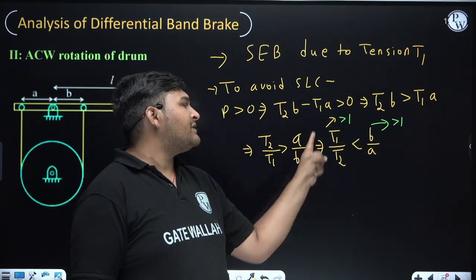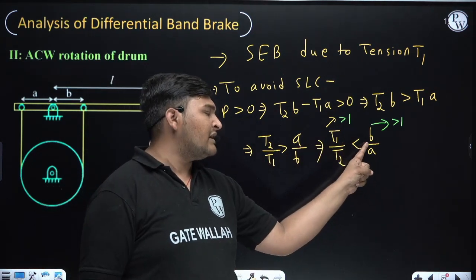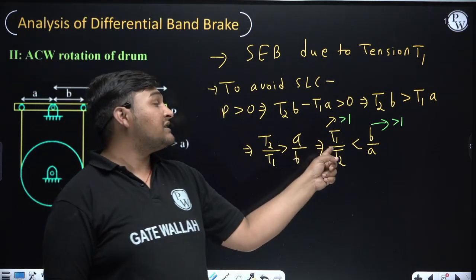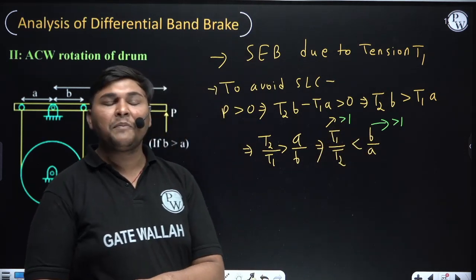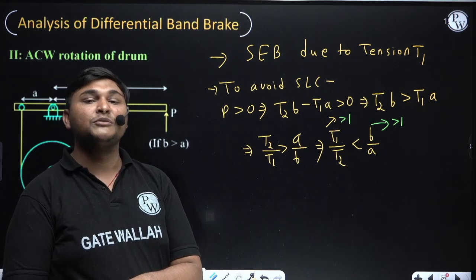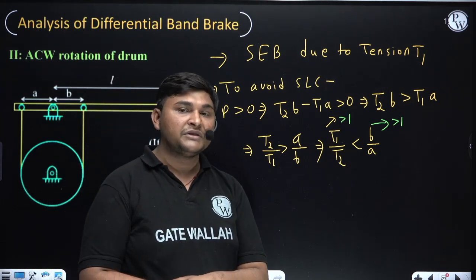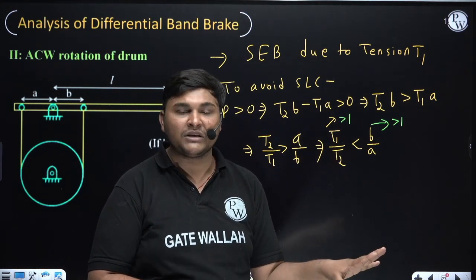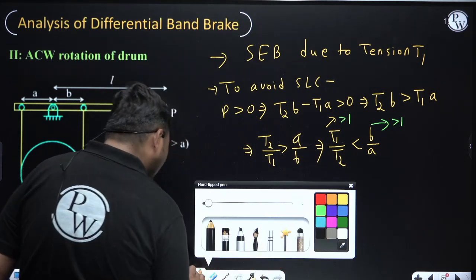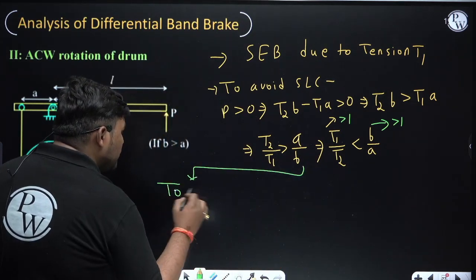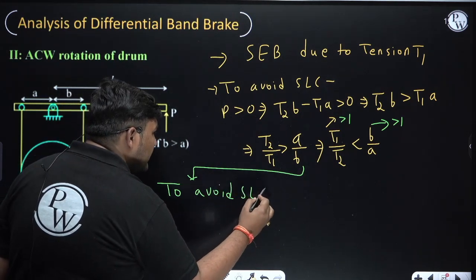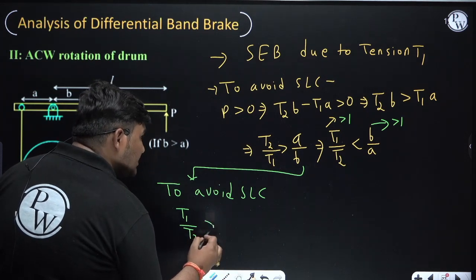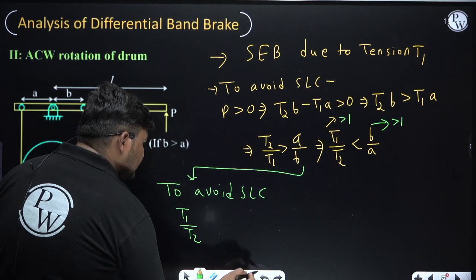So here both cases are possible. It might be possible that LHS is less than RHS. If LHS is less than RHS, this equation is satisfied, means the brake will not be in self-locking condition. But it might be possible that LHS is more than or equal to RHS. Then P will become 0 or negative, means the brake will be in self-locking condition. So both cases are possible. In this case, the brake can be in self-locking condition, or it cannot be. If we want to avoid self-locking condition, T1 by T2 must be less than B by A.